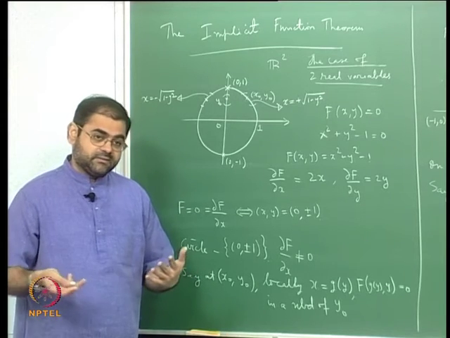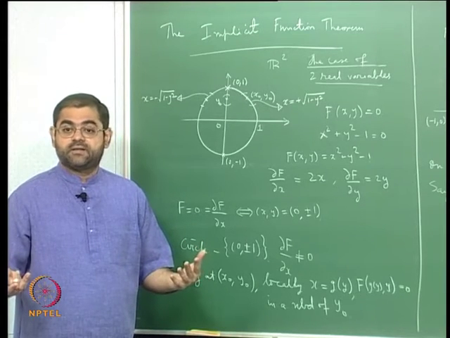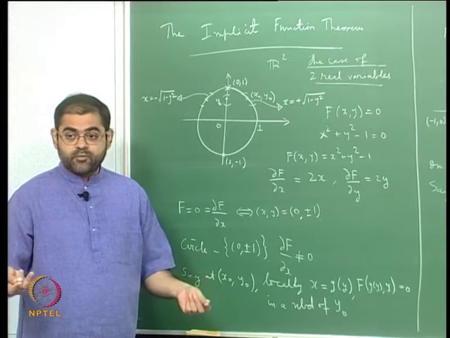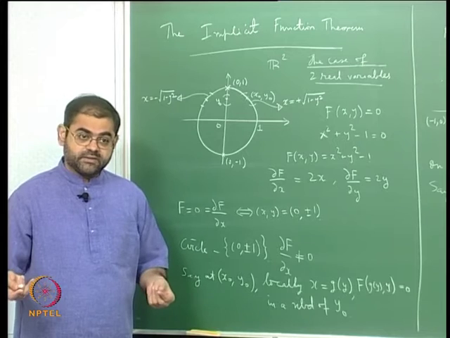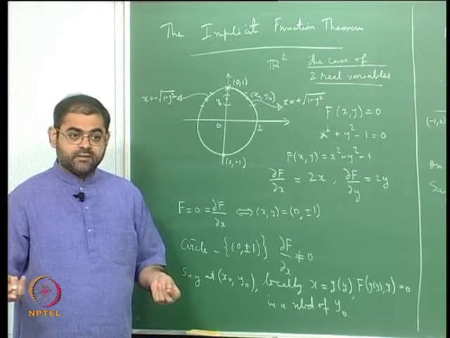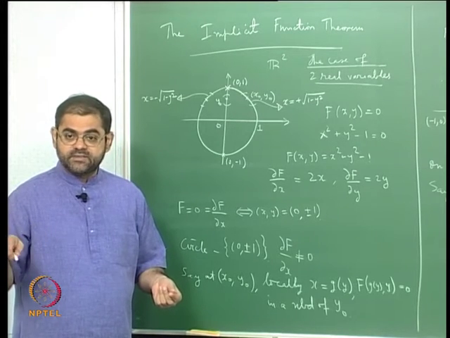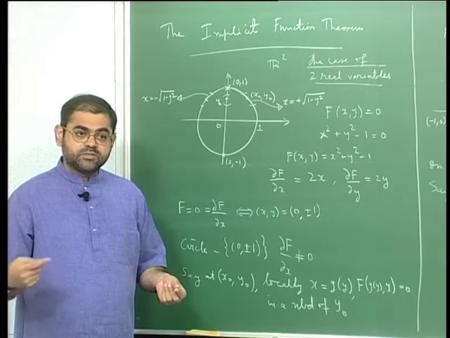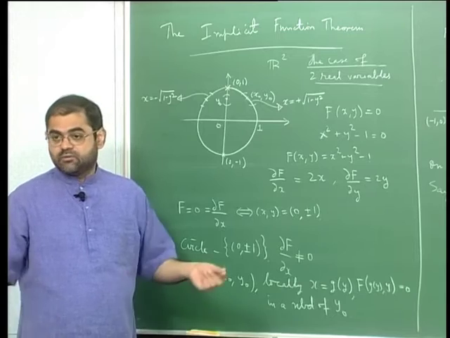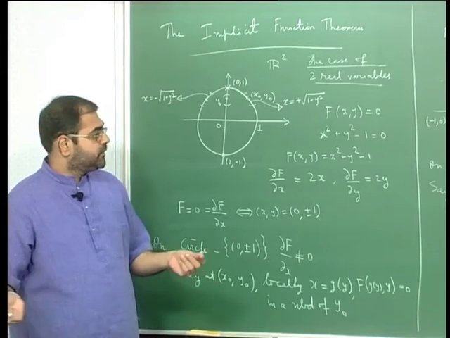Of course, both kinds of cases occur. There are cases where you have singular points and yet you can solve locally for one variable, even though the first partial derivative vanishes. You can look at the curve, for example, y squared equal to x cube, which is a cusp. Okay, and there are also curves for which at singular points you cannot solve locally.